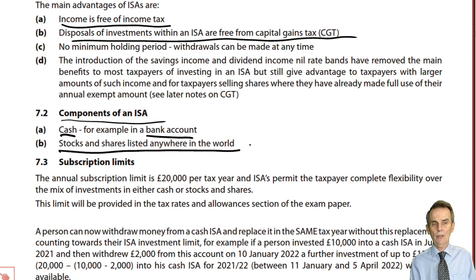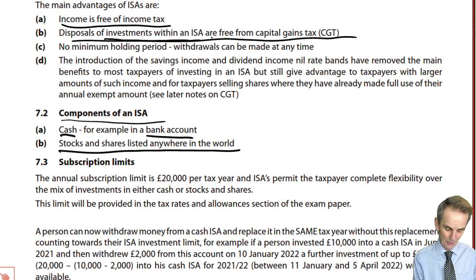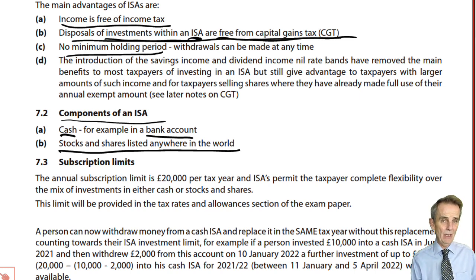So stocks and shares. Now, when stocks and shares are disposed of, they may indeed be a chargeable disposal of a chargeable asset, and therefore a capital gain may indeed arise. But that gain would be exempt, because disposals of investments like stocks and shares that are within an ISA are free from CGT. There's no minimum holding period here. You can keep your money or the shares in your ISA for as long as you like. Withdrawals can be made at any time.